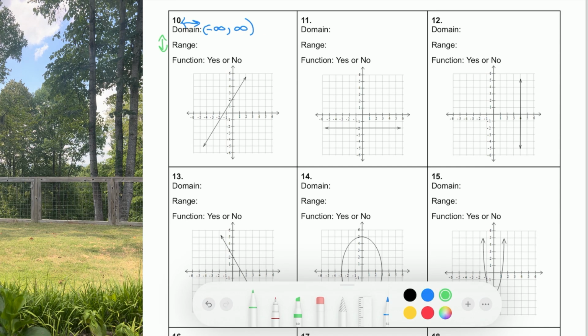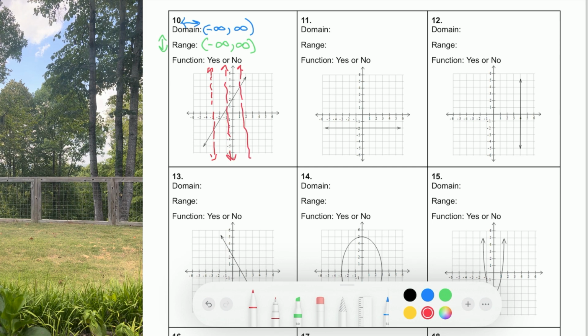What about our range? Does it ever stop going up and down? No. So it's the same. It's -infinity to infinity. Now we've got to determine if it's a function. So remember we learned that we use the vertical line test. If I draw a vertical line down, am I going to hit this line in more than one location for each vertical line test? No, I'm only going to hit it in one location each time I do it. So this is a function.